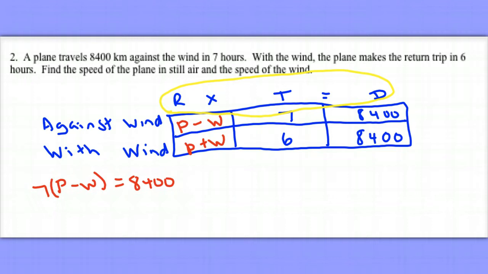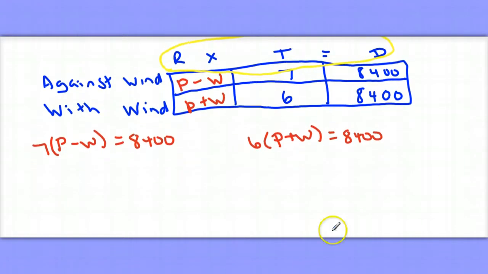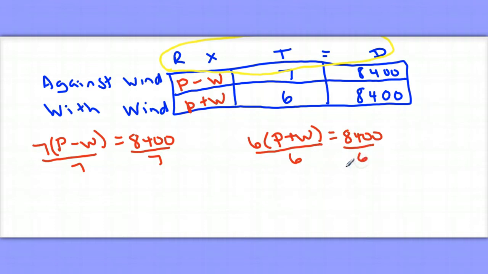And my second equation, I'm going to get, if we're going with the wind, there the wind is helping to push the plane along. So we have rate times time equals distance. Now before we distribute and combine like terms and do that sort of thing, I'm going to actually make this equation a little simpler. I'm going to divide both sides of this equation by 7. And I'm going to divide both sides of this equation by 6. It'll actually make the equations much easier to work with.